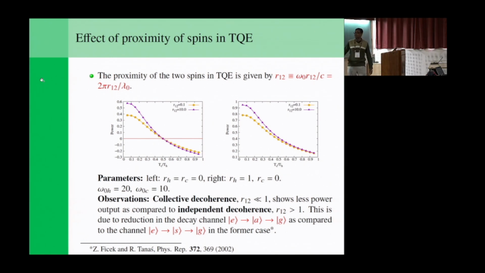The reason is that if the spins are very close together, it can be shown from the master equation that there are two decay channels. If you remember, there were 4 basis states, E, A, S, and G, and there are 2 channels through which the system can decay to the ground state, E to A to G and E to S to G, and this E to A to G drops out if the spins are very close. So the decay rate is reduced, and it takes a larger time to come to equilibrium.